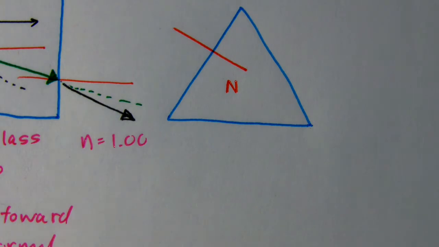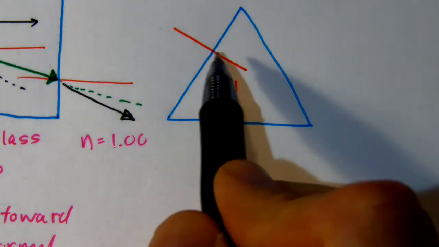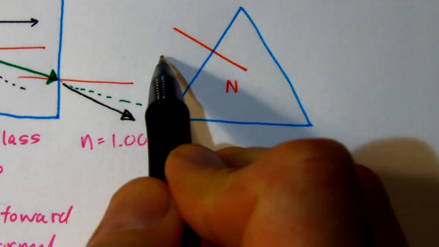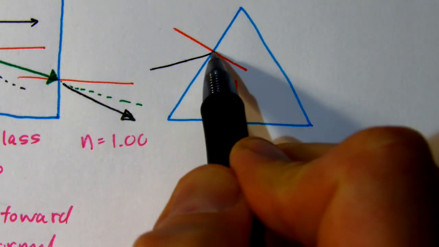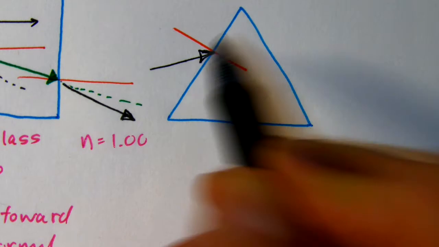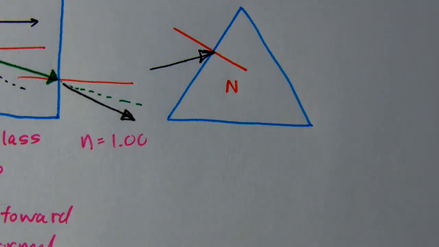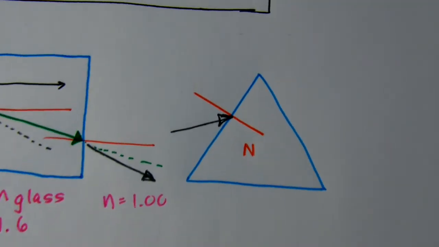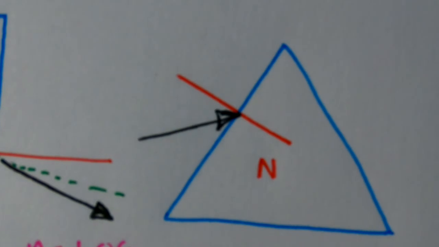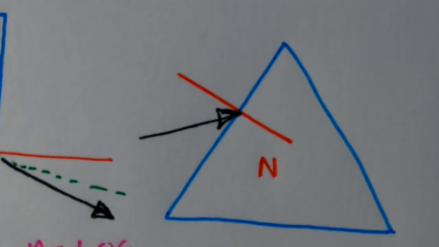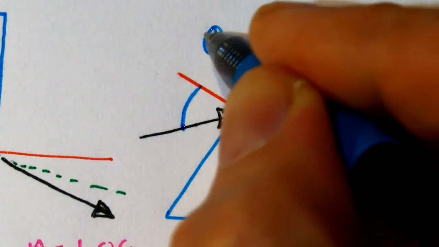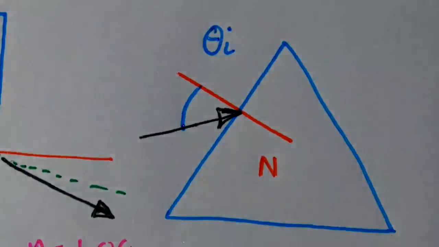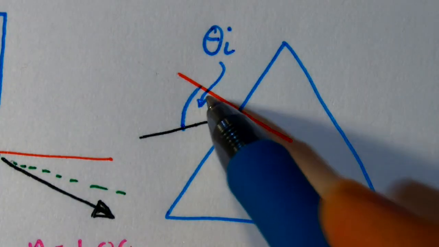And the incoming light now, remember we want it to bend towards the normal, so we're going to draw it like that. There's the incident light. Now the thing we have to remember is where the incident angle is at. When we talked about sine theta and so on, that's right in here. This is theta, the incident angle, right in there.